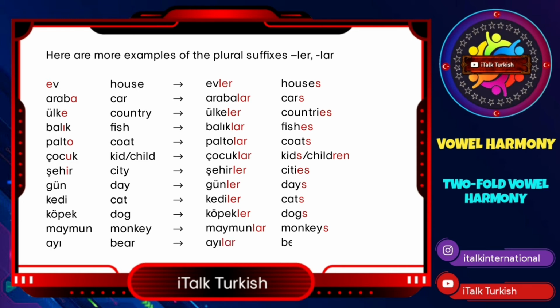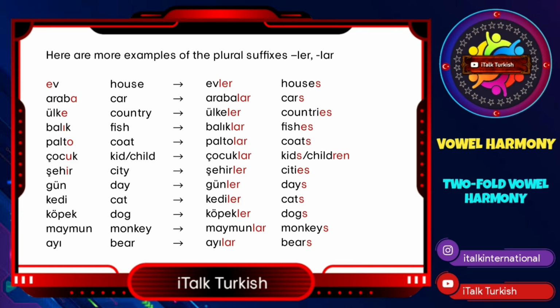Ayı, it means bear in English. The last vowel of this word is ı. That is, the last vowel is a back vowel. Then we make it plural as ayılar.